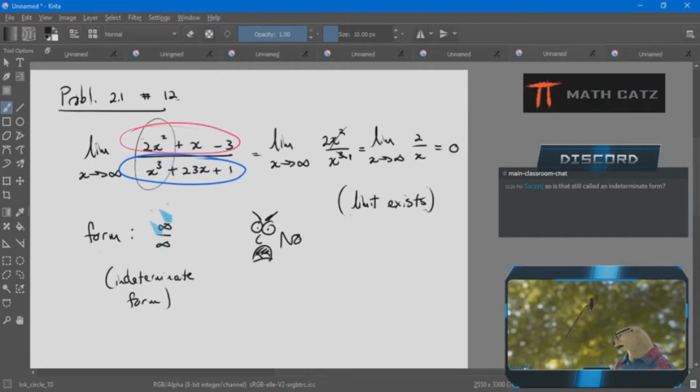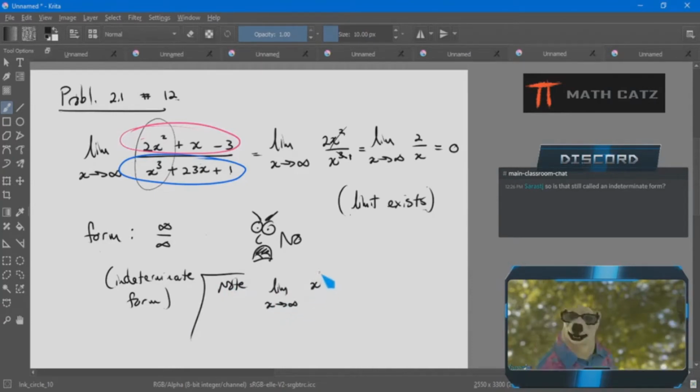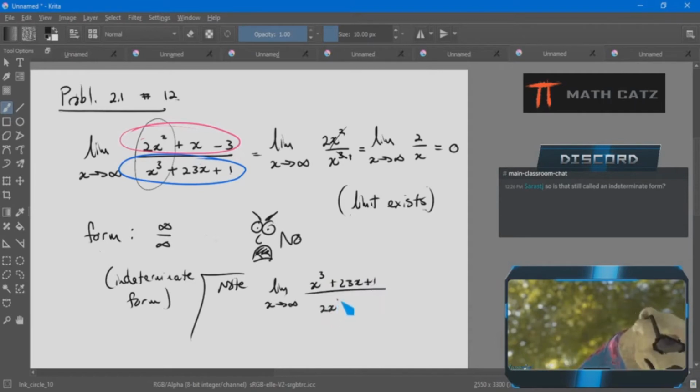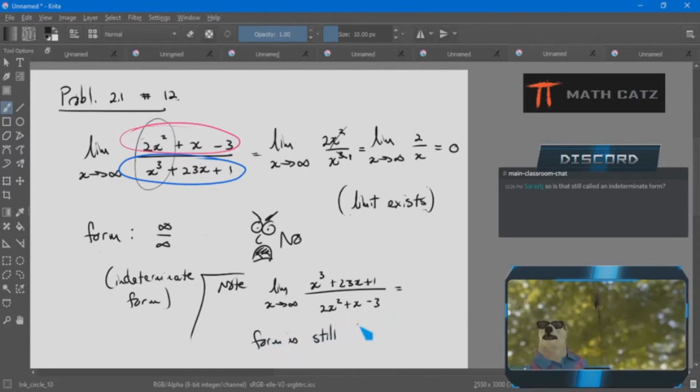Look at this. This indeterminate form came from this rational function, but if I flipped it around, let's say note here, if I looked at the limit, same x behavior, but I flipped the numerator and denominator, plus 23x plus 1 over 2x squared plus x minus 3. The form is still infinity over infinity, right? They're both individually going to infinity. They're polynomials.